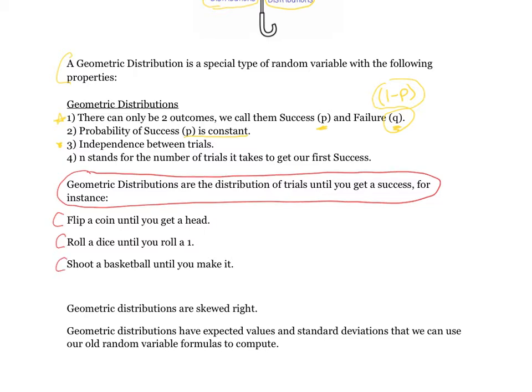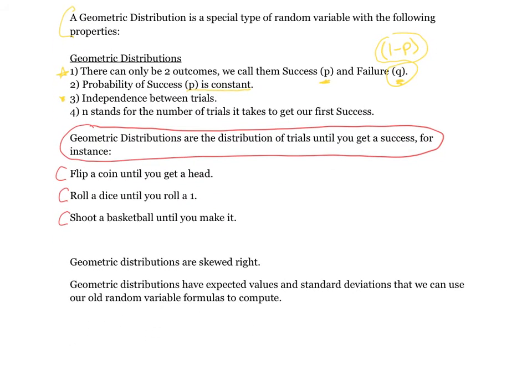Okay. Geometric distributions are skewed to the right, and I'm going to show you that in an example coming up here. So geometric distributions are not bell-shaped curves. Okay, that's not how these behave. And geometric distributions have expected values and standard deviations, just like random variables. Okay, and we can actually use our old random variable formulas to compute. So what we used to do with our calculators with 1-bar stats and putting the x as an L1 and the p of x as an L2, we can still do that, okay, with geometric distributions.